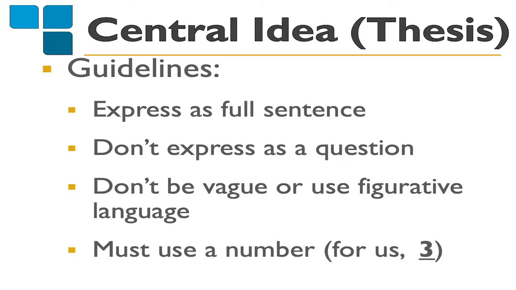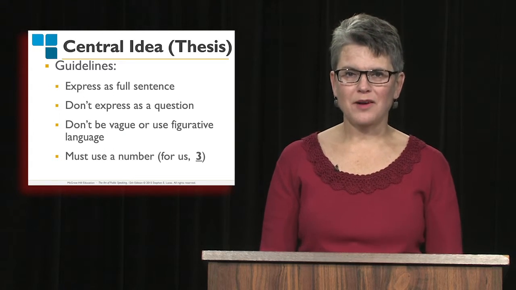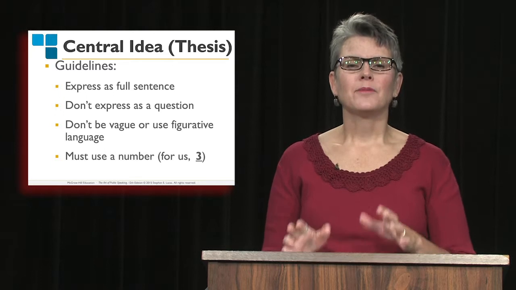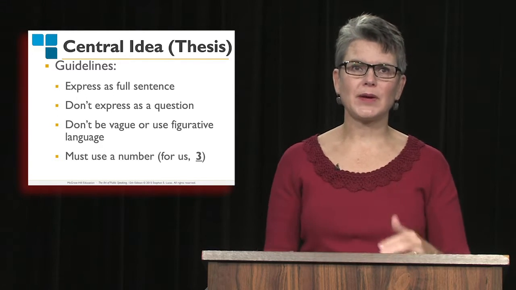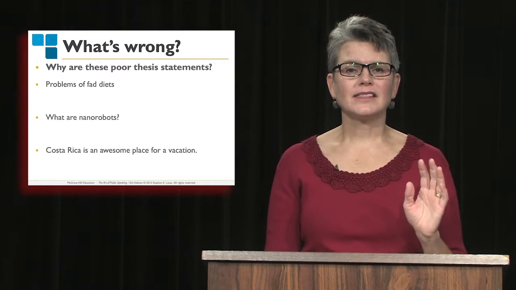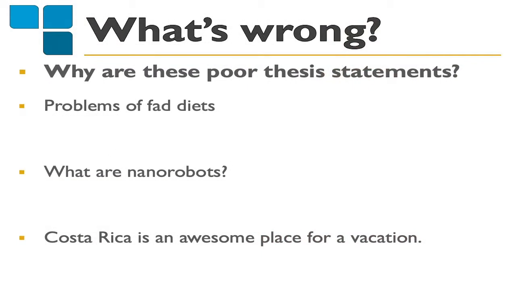And one more thing, and this is really particular for our class, but we want you to use a number in your central idea. And in this case, we want you to use the number 3, all right? The reasoning for that is going to become clear in just a little bit, and I'll explain that in a little more detail soon. But we want you to use a number, and that relates back to that idea of being as specific as we can. So let's take a look at a couple statements and see what's wrong with these statements, okay?